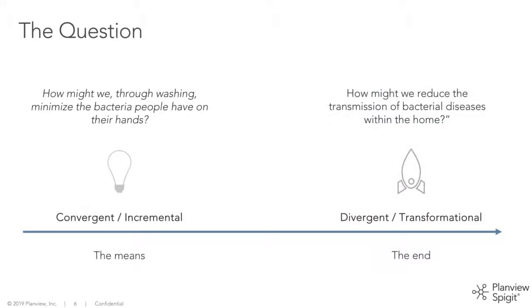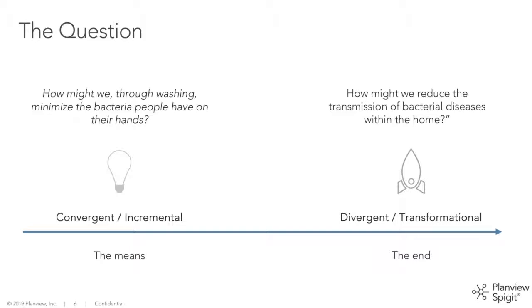Forming the verbiage for a challenge question is part art, part science. The balance is struck between aligning the question to the intent of your challenge while determining the level of transformation the team can realistically manage. To put this into context, let's say you work for a hand soap company and aligned on the intent to run a product-focused challenge. First, consider this challenge question, quite convergent in nature. How might we, through washing, minimize the bacteria people have on their hands? This idea would work great and probably result in new product formulations and methods, getting incremental value.